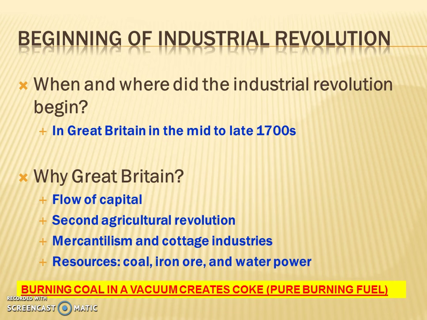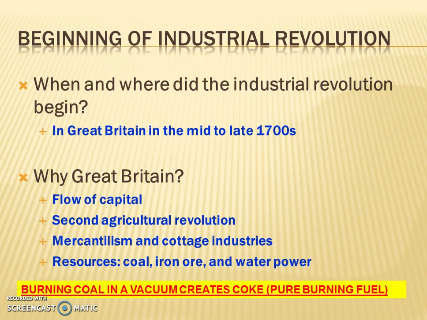So again, it started in Great Britain in the mid-1700s. Why Great Britain? Well, of course, we talked about the Second Agricultural Revolution, but also this is a key factor: the flow of capital. The flow of capital was coming from the colonies. Britain had lots of colonies at this point. They had lots of resources coming in, lots of money coming in, and so they had a lot to invest in factories and industries. They also had this idea of mercantilism, which we've talked about before, where you have more exports than imports, which again led to understanding this need for colonies.